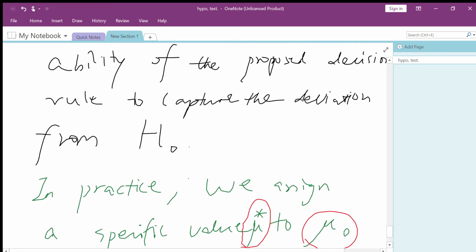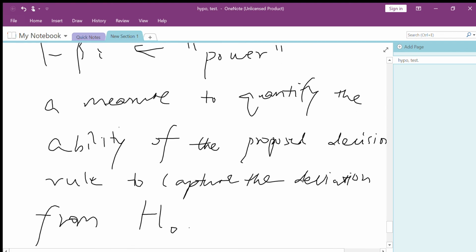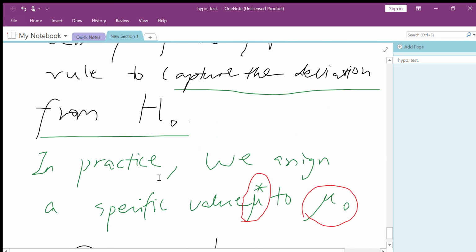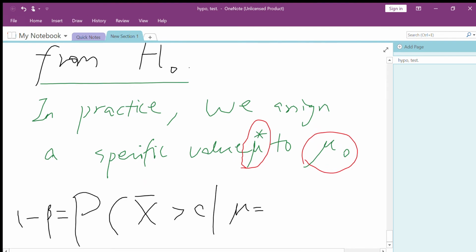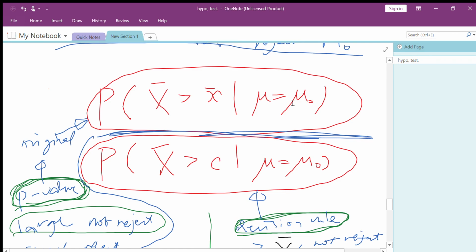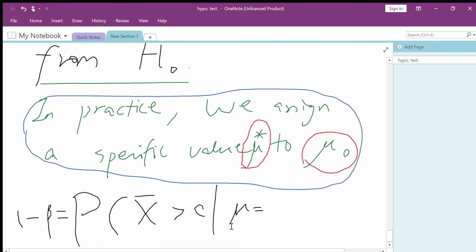So 1 minus beta, power, is a measure to quantify the ability of the proposed decision rule to capture the deviation from H null. Here the keyword is the deviation from H null. So what is deviation? Deviation is case by case. In practice, we assign a specific value mu star to mu, which means mu is not mu 0. Here mu equals mu star. Then this is the power. So this is the formula of power.